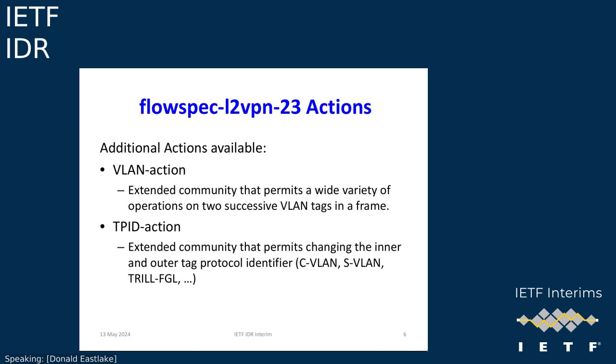The other action it has is TPID. That stands for Tag Protocol ID. People may be well aware the standard CVLAN is EtherType 8100. There is also this service VLAN, which is 88A8 EtherType in hex. And if you look at the 802.1 specs, you would never have two CVLANs in a row. It's clearly not allowed by the 802.1 specs, even though everybody does it.